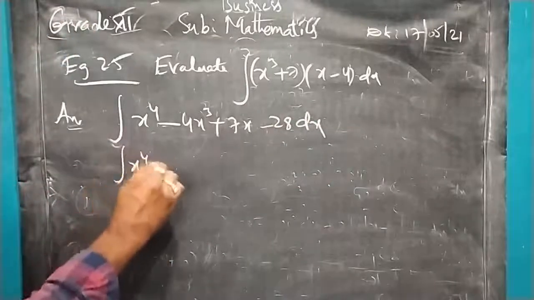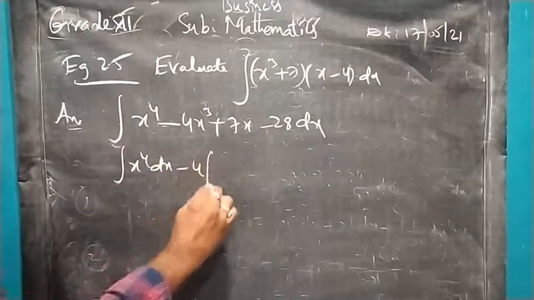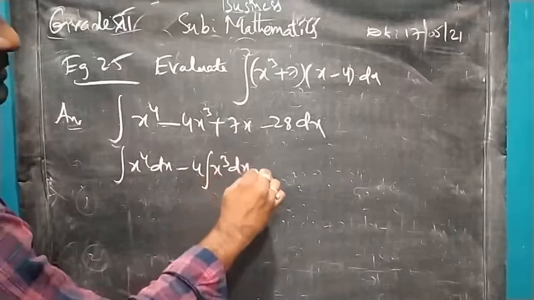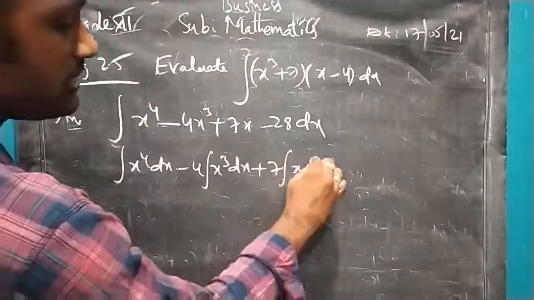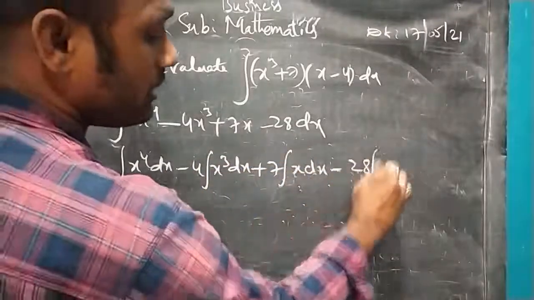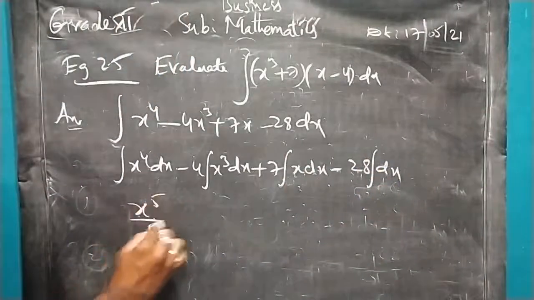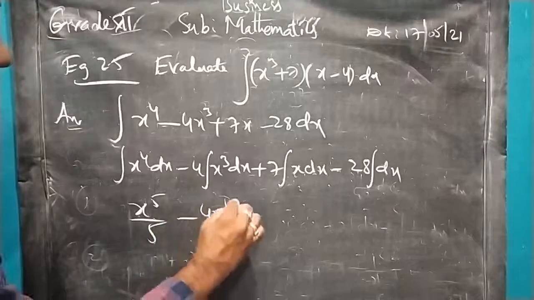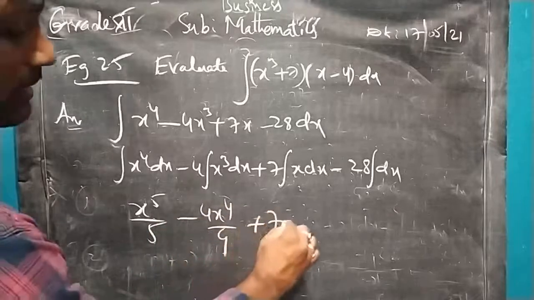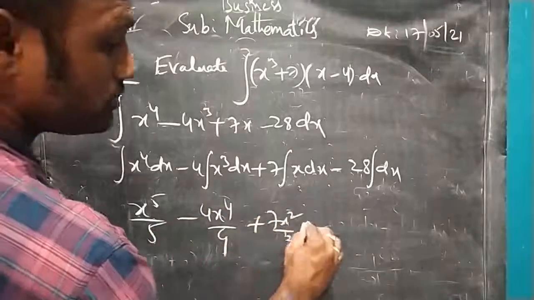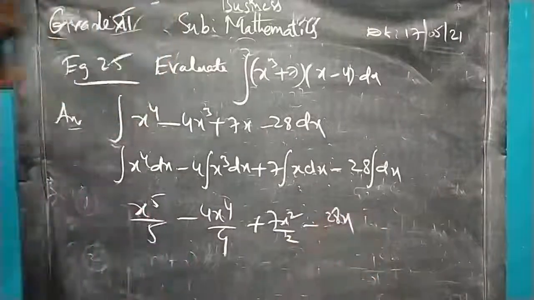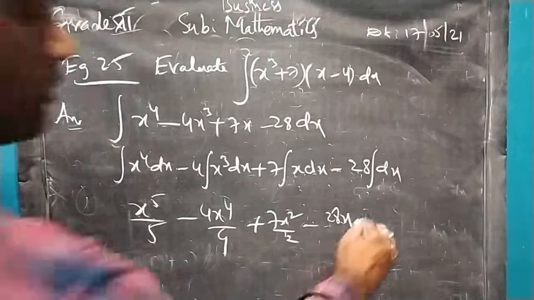So integral x power 4 dx minus 4 integral x cube dx plus 7 integral x dx minus 28 integral dx. So x power 5 by 5 minus 4 x power 4 by 4 plus 7 x square by 2 minus 28x plus c.